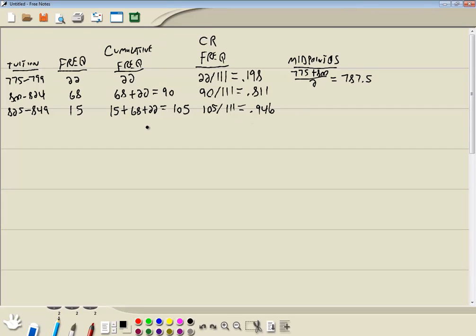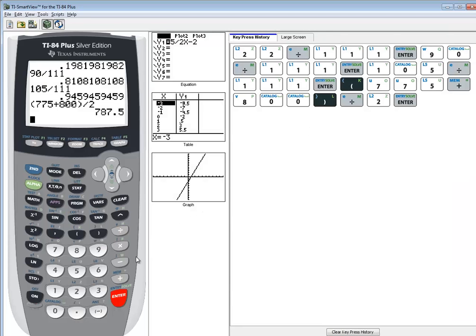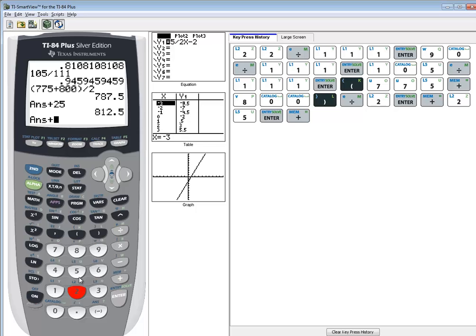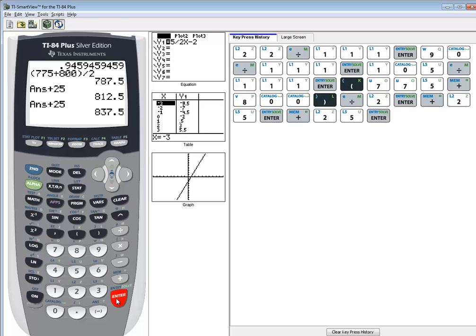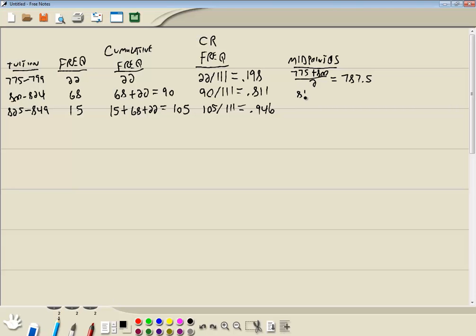787.5. And it looks like our class width is 25. See how this goes from 775 to 800? So I'm going to add 25 over and over. I'll take that and add 25, then add another 25. So then I'd have 812.5 and 837.5. I'm guessing they won't actually have you draw that, but they'll have you match it against one of the given graphs.